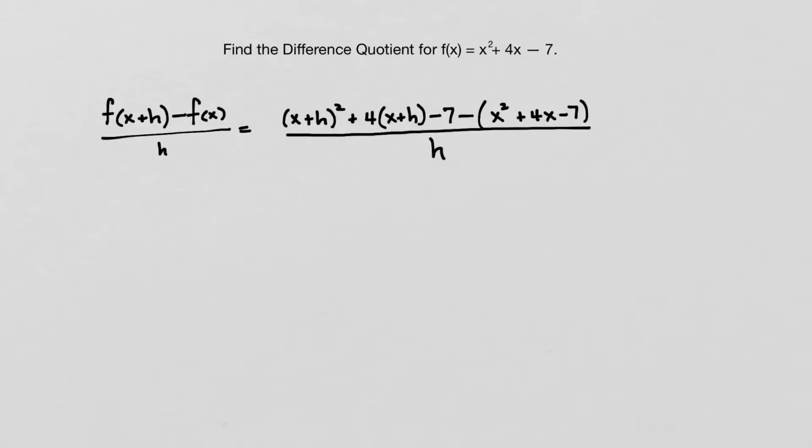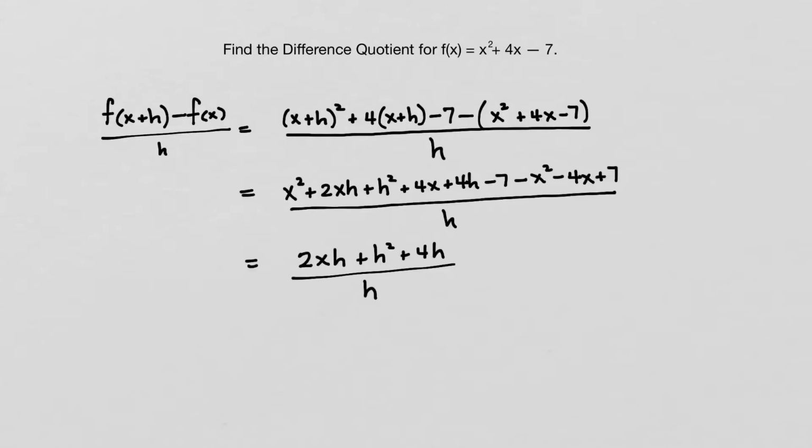So now I'm going to square the x plus h squared, and then I can combine together my like terms, use the distributive property, all of that. Now I've simplified, and I have 2xh plus h squared plus 4h, and that's all over h. So in my last step, I'm just going to divide each of the numerator terms by h. They all have an h in it. I could factor out the h. I'm just going to go ahead and divide, and I get 2x plus h plus 4. And that is my final answer.